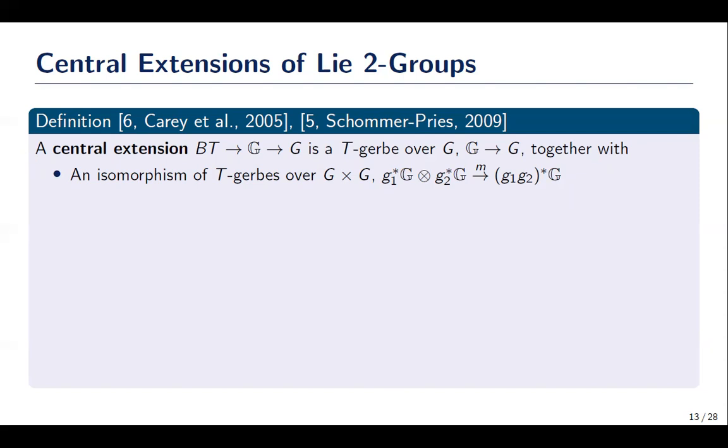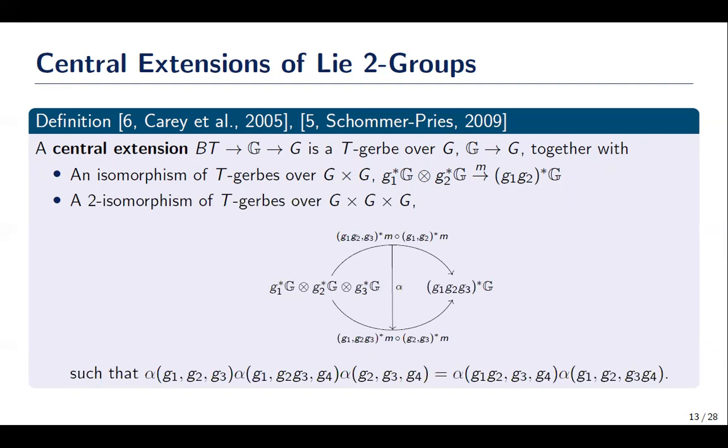And because this is a higher analog of a Lie 2-group, I have to impose some kind of associativity. And so what can I do? Well, if I go to G times G times G, then I have this Ger, I have this Ger, and I have two isomorphisms between this Ger and this Ger. Namely, I can first multiply g1, g2, and then multiply the product by g3. This is what this first isomorphism does. Or I can also multiply g2 by g3 and then multiply the result by g1. And this is what this isomorphism does. So what I have to impose is that these two isomorphisms are isomorphic.